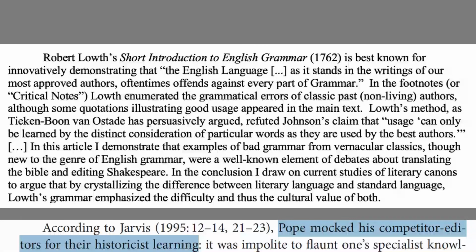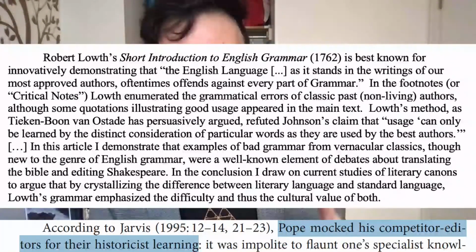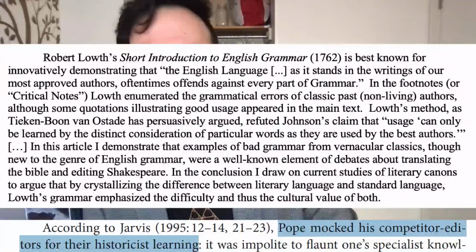I've made a cut here. In this article, I demonstrate that examples of bad grammar from vernacular classics, though new to the genre of English grammar, were a well-known element of debates about translating the Bible and editing Shakespeare. In the conclusion, I draw on current studies of literary canons to argue that by crystallizing the difference between literary language and standard language, Lowth's grammar emphasized the difficulty and thus the cultural value of both. By the way, notice that Percy here is using I, and that she has a particularly exemplary, clear parallel structure in this final sentence.